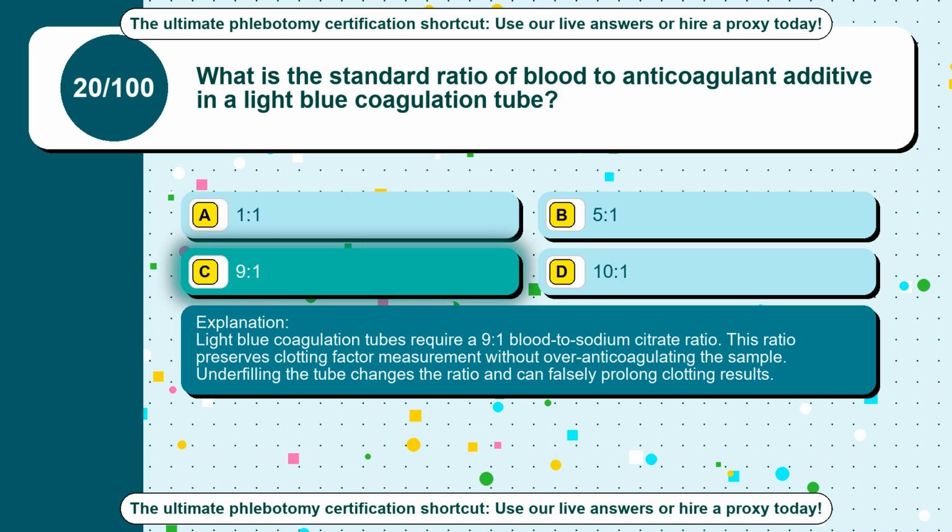Light blue coagulation tubes require a 9-1 blood to sodium citrate ratio. This ratio preserves clotting factor measurement without over-anticoagulating the sample. Underfilling the tube changes the ratio and can falsely prolong clotting results.